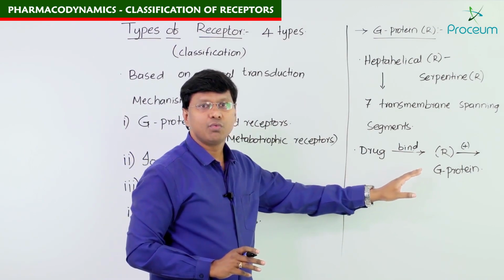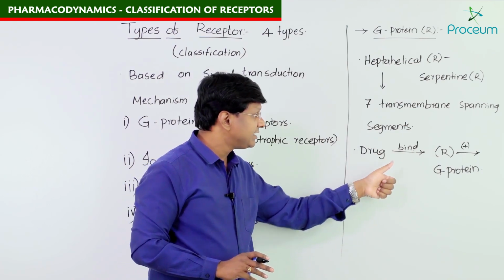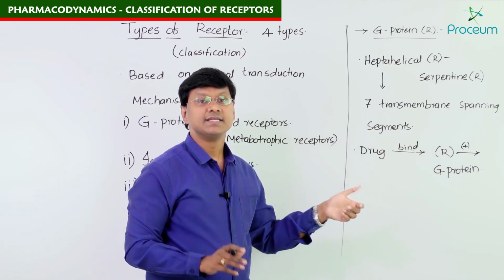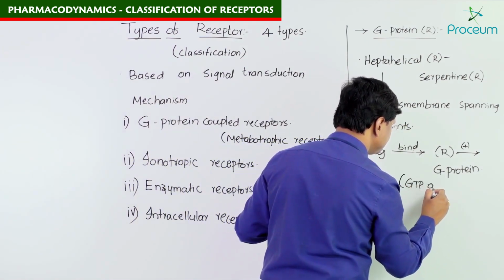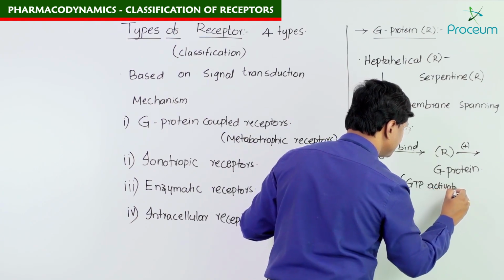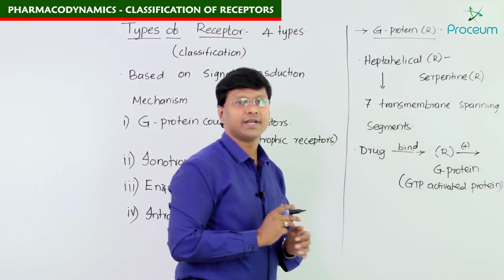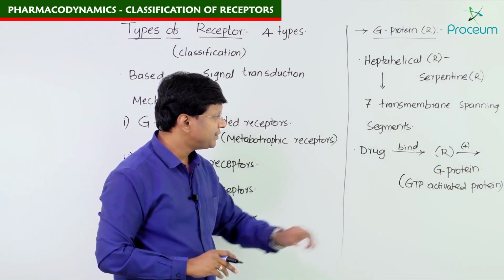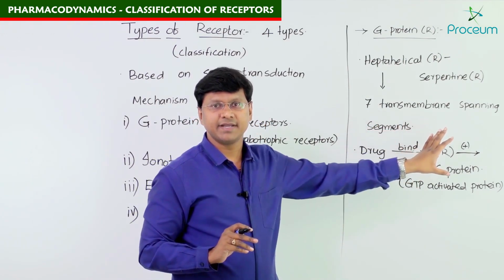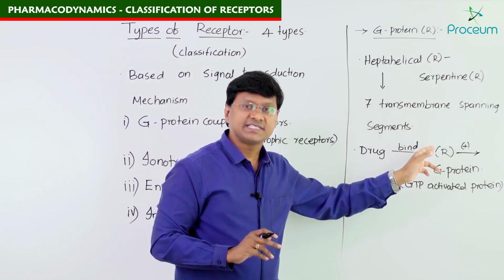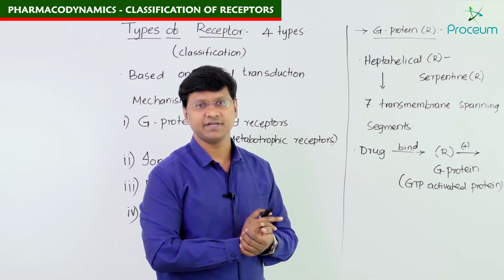Now once this G protein is activated by the receptor, wherein the receptor is bound by the drug, it is called the GTP activated protein. So ultimately what is happening here? The drug is coming and binding with the receptor. In turn it activates the G protein, which is nothing but the GTP activated protein.